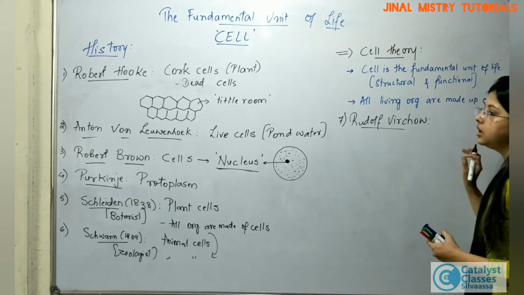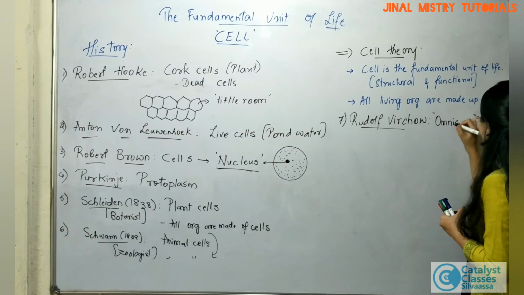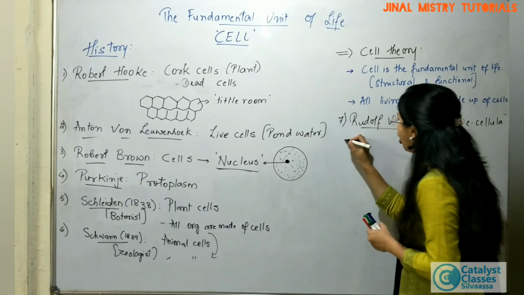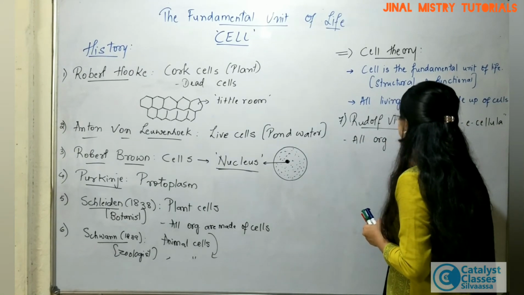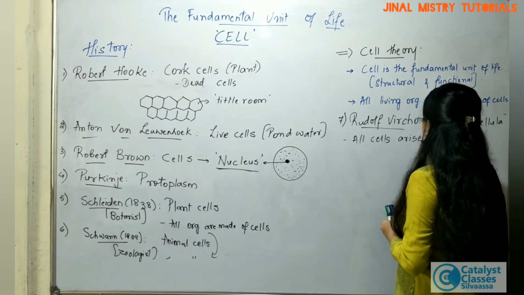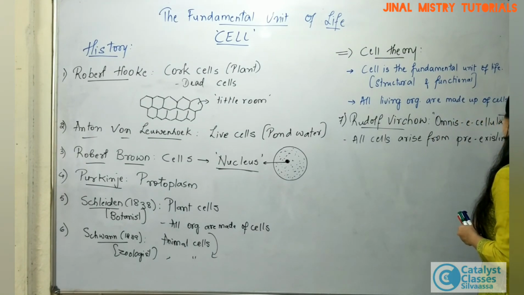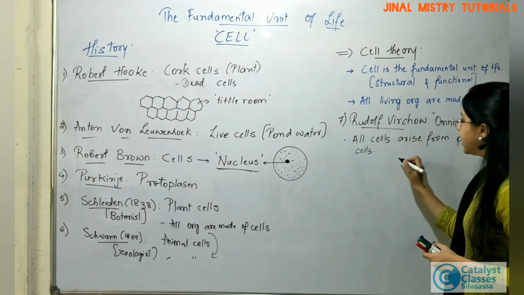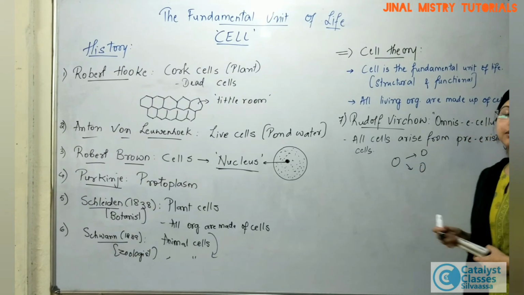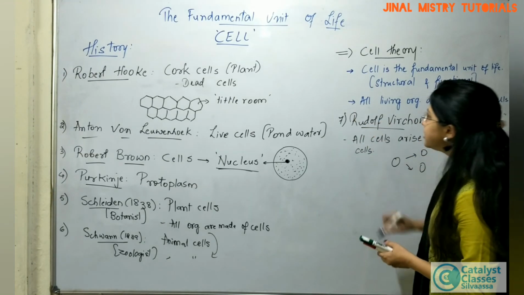After his complete study, he gave a term called omnis cellula e cellula. What does this mean? He said that cells arise from pre-existing cells. What does that mean? New cells are formed from the older cells when the older cells divide. The new cells formed can be called the daughter cells. So this was again a point which was later added in the cell theory.